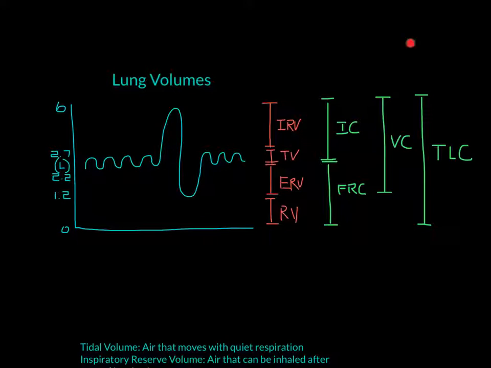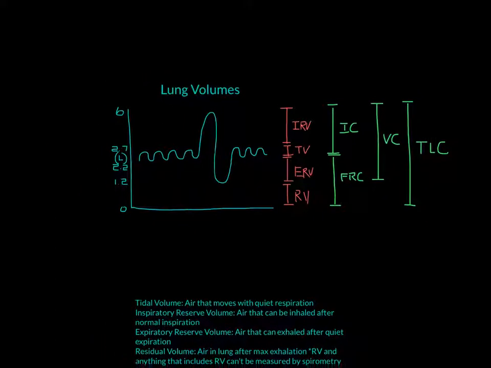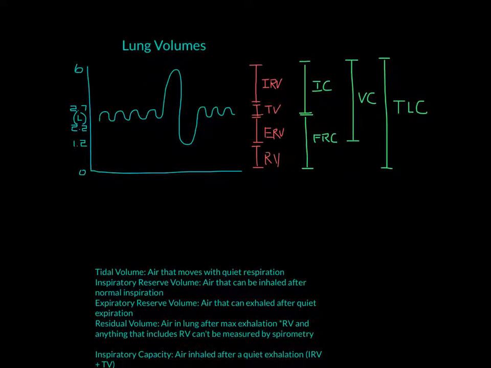So just talking about everything over here, we have our tidal volume, which is the normal in and out motion, right? Tidal volume is just the air that moves with quiet respiration. It's essentially what you're doing right now. And the rhythmic motion can help remind you that it's tidal volume, right? Because the tide goes in and out rhythmically, and that's how you can remember the first component of this graph.